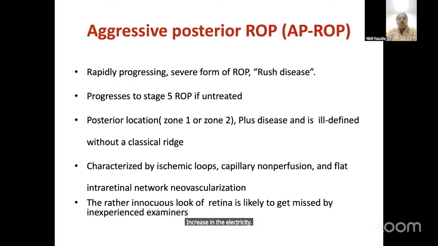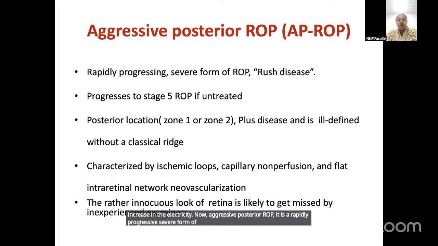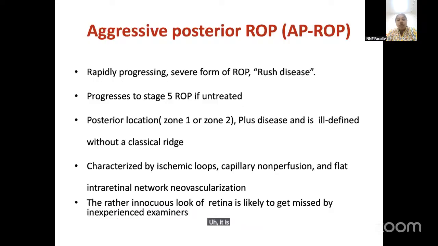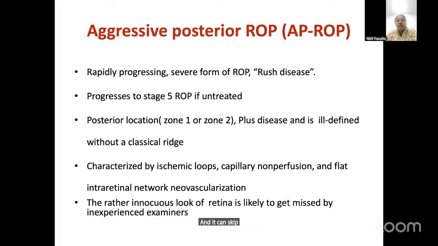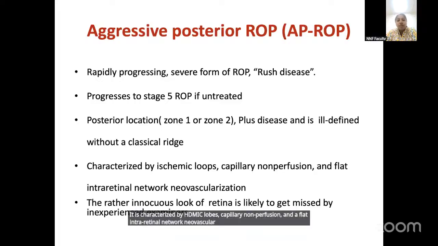Now, aggressive posterior ROP. It is a rapidly progressive severe form of ROP, that is rush disease. It progresses to stage 5 ROP if untreated. It is posterior in location, zone 1 or zone 2, with plus disease, and is ill defined with a classical bridge. It can skip the stages and directly progress to stage 4 or stage 5, so it is more dangerous. It is characterized by ischemic loops, capillary non-perfusion, and a flat intraretinal network of neovascularization. And the innocuous look of the retina can get missed.